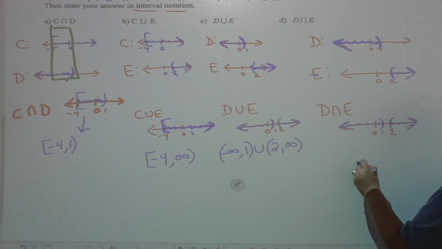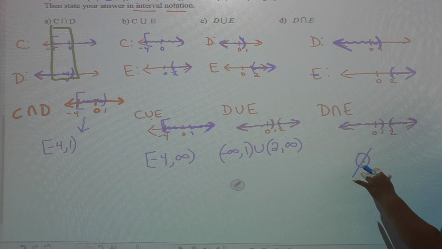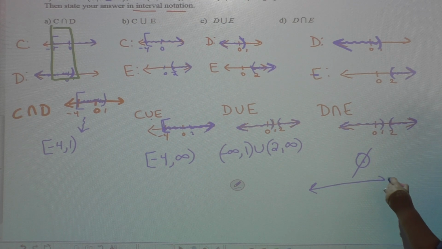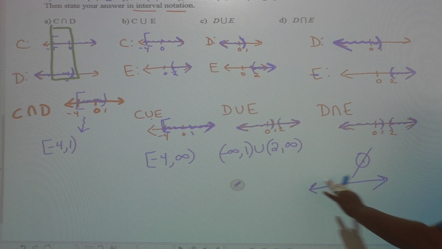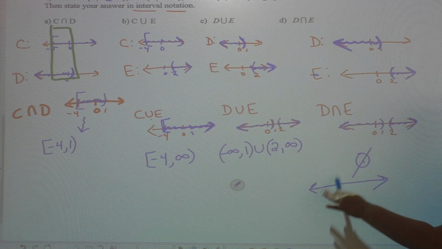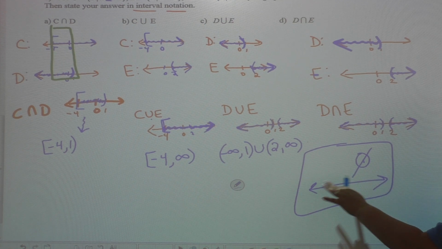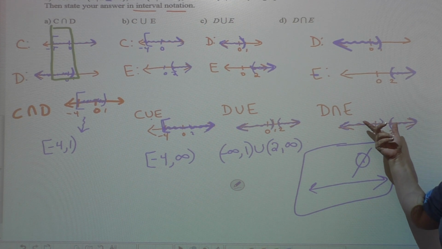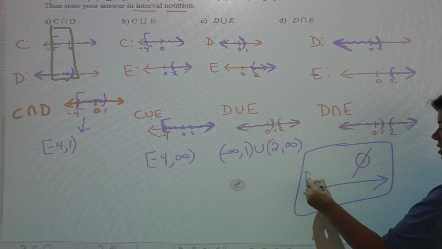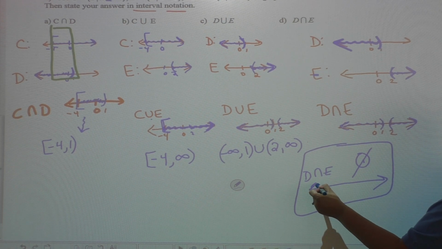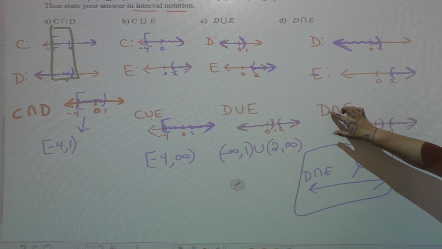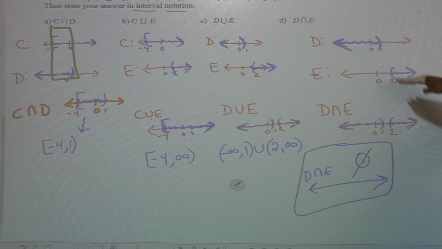So the answer is nowhere. And that means the final answer is an empty graph because they don't intersect anywhere. So this is the answer. It's just going to be a blank line. This is just to help you. So I'm going to write, this is where D intersects with E. That's this line. Unfortunately, this is just to help you place them.